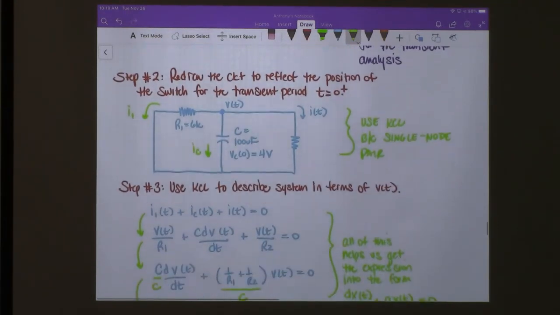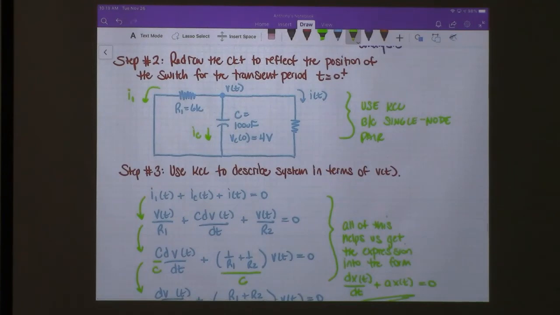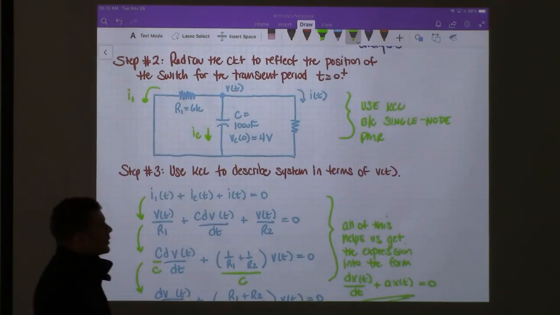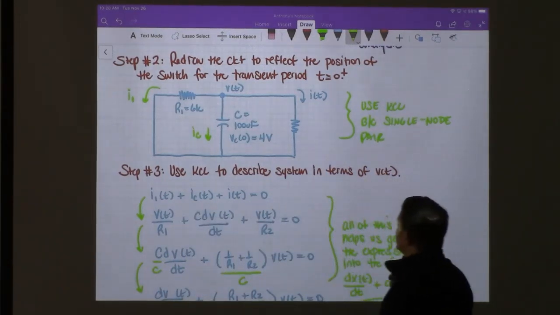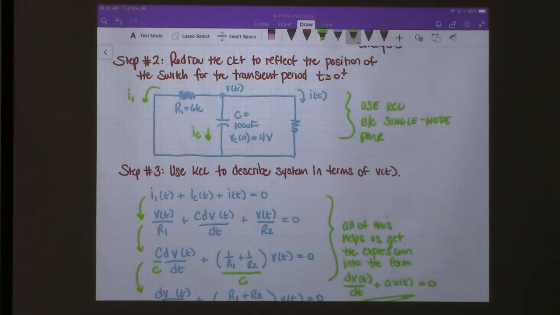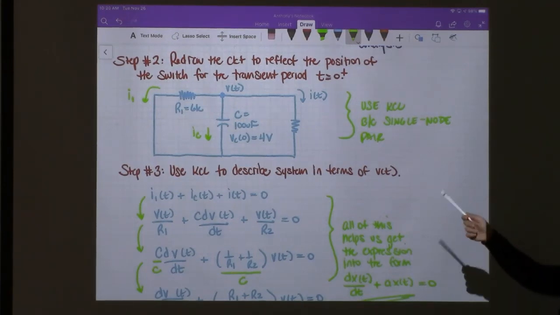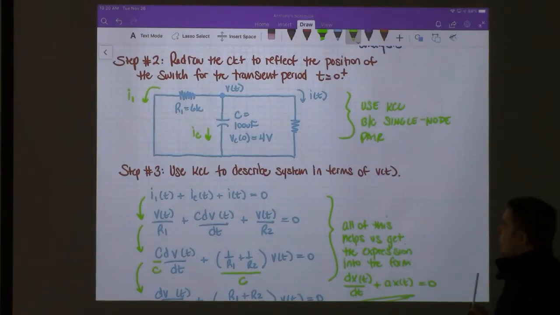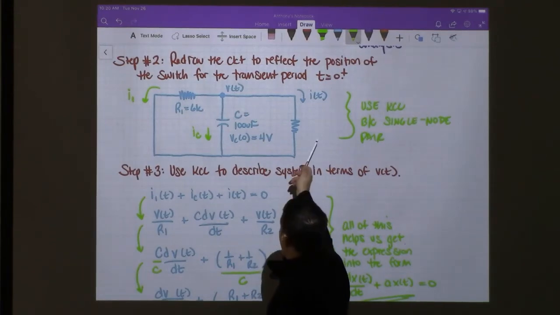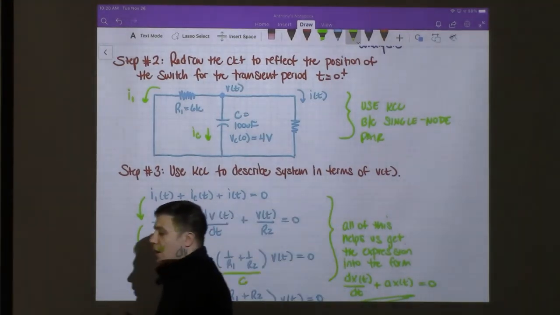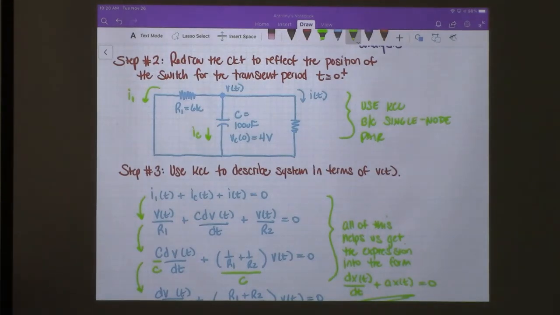Okay, so now we have a single node pair circuit. The voltage across all 3 elements is VT. And so it's going to make sense for us to use KCL to analyze this circuit. We're using the state variable approach, which means, again, we want to focus on the variable V of t, which is the same as Vc of t. All right, so KCL, I1 plus IC plus IT equals 0. All 3 of the currents that I have drawn on the circuit are heading out of the node, and so we can sum them together and they should equal 0.